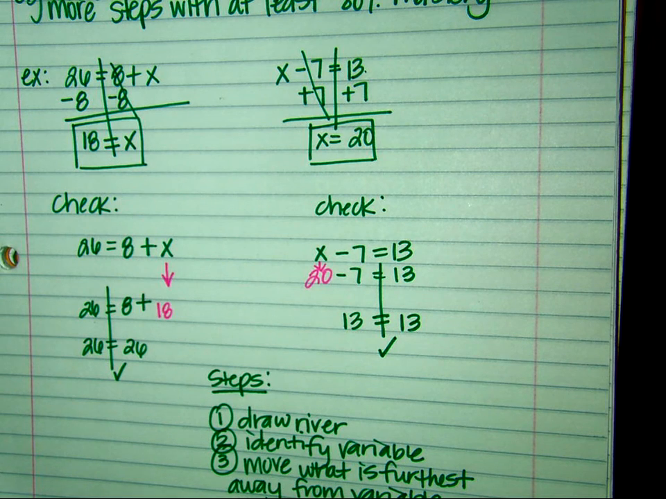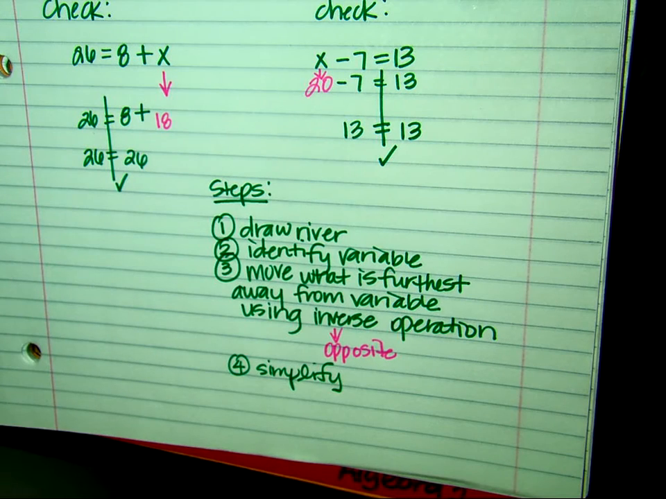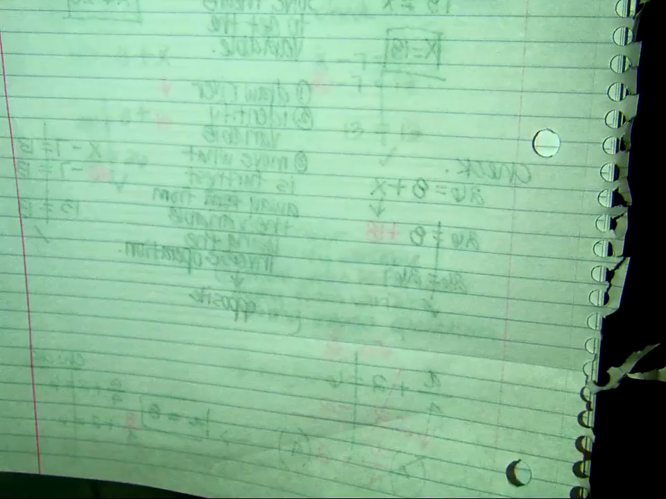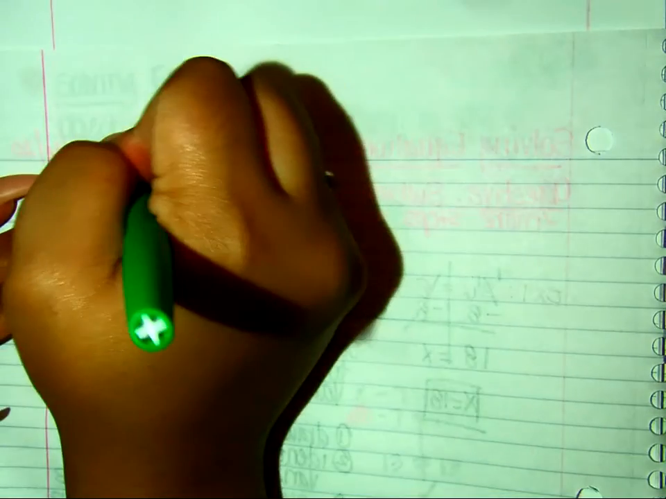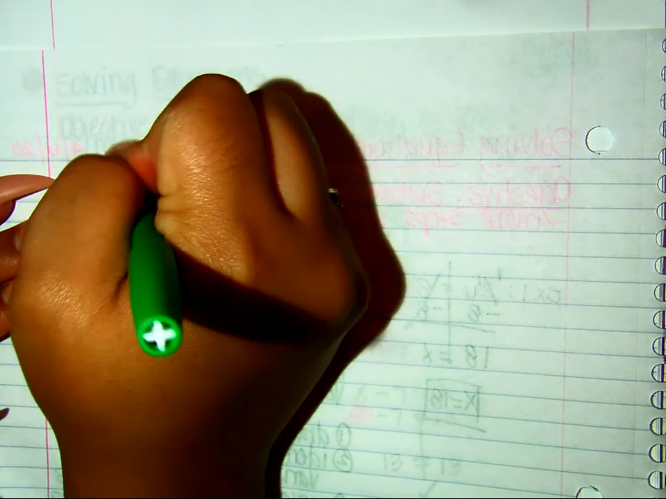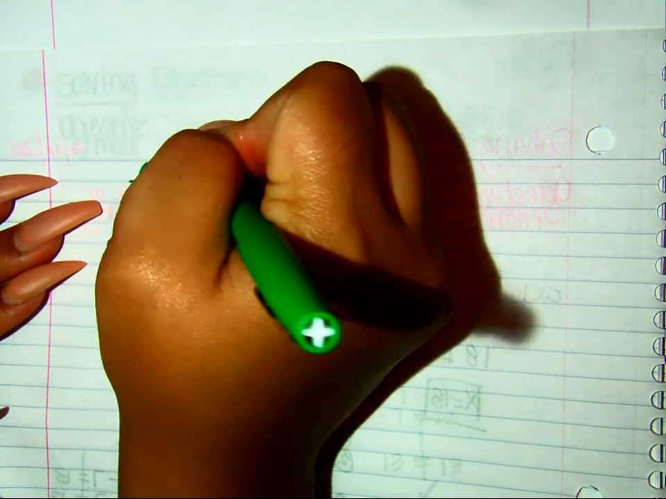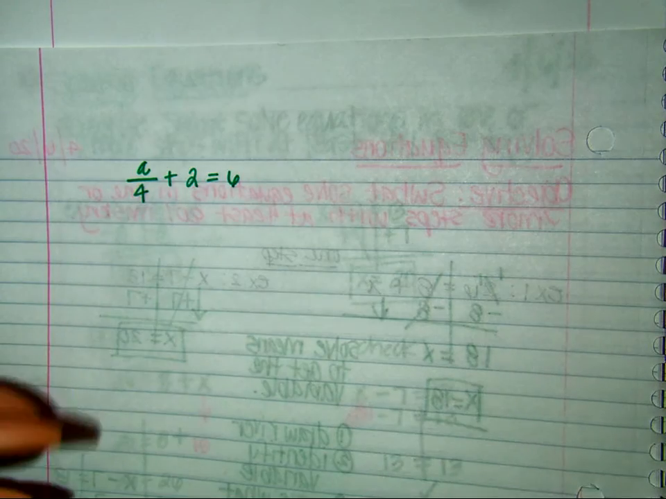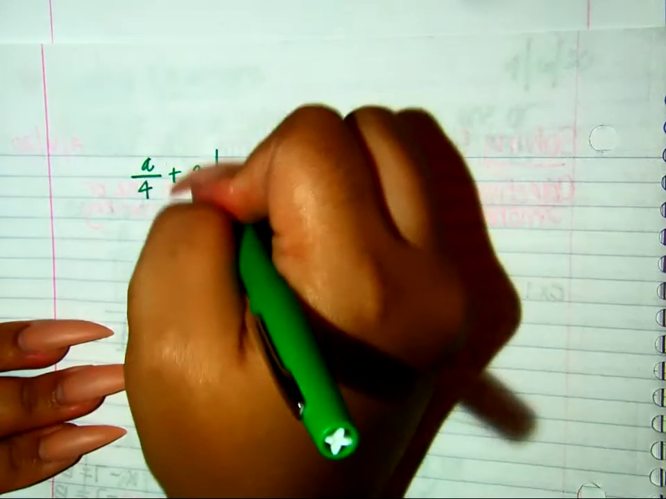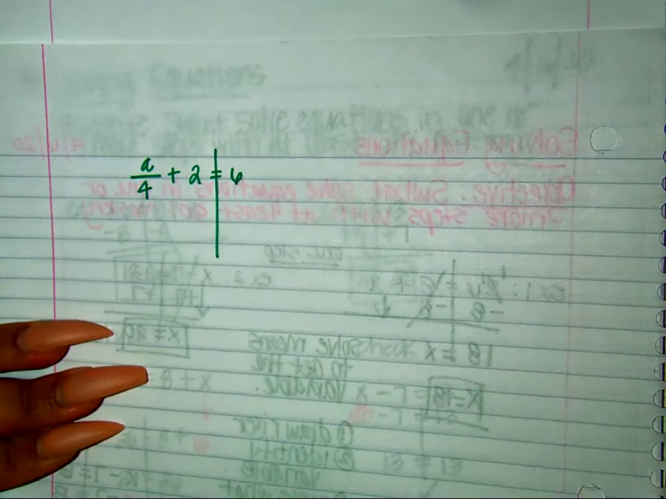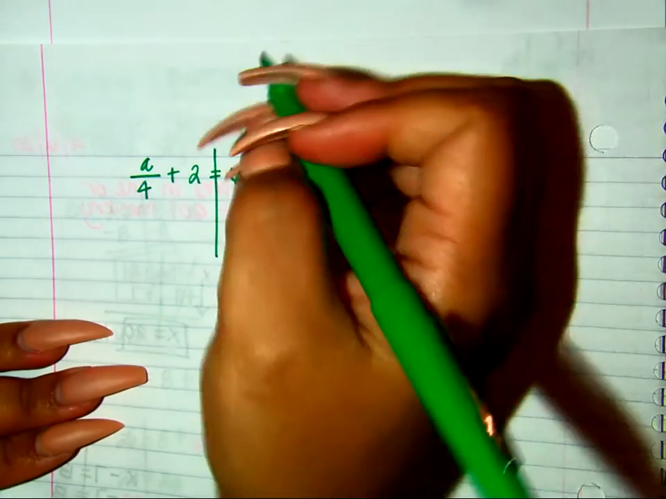Alright, so let's go ahead and you can take a look at those. You can pause this video for those notes. If not, let's go ahead and move on to a two-step equation. Alright, so the two-step equation that I have here is going to be a over 4 plus 2 equals 6. Alright, so now we're going to draw a river, and we're going to move what is furthest away from my variable by doing the inverse.